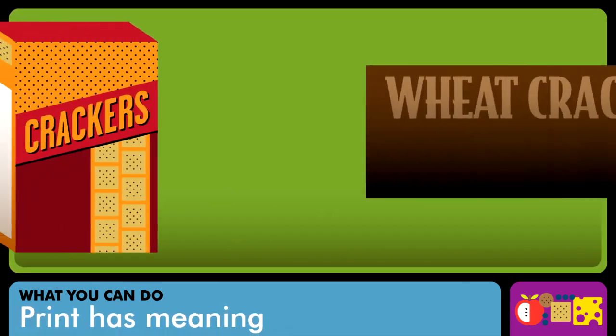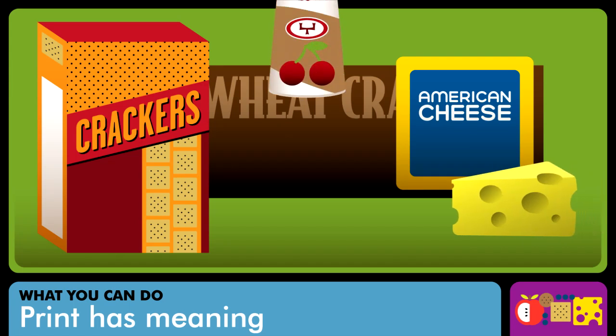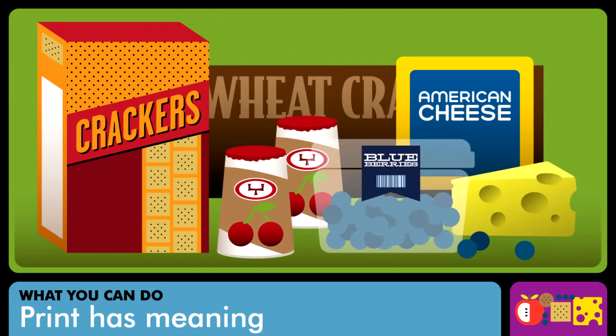Snack time, like most everyday activities, is the perfect opportunity to enhance your child's math, literacy, and social skills. It's easy to help your child understand that print has meaning. While you're getting everything ready, draw his attention to all of the print on food packaging or nutrition labels. It will reinforce that print is everywhere and that there is meaning associated with the words he sees.